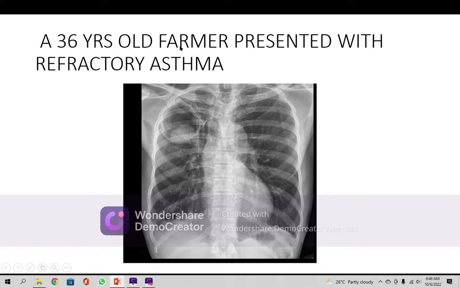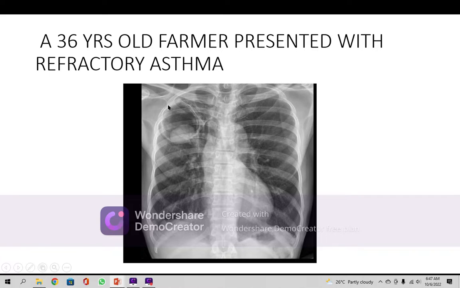A 36-year-old farmer presented with refractory asthma. Refractory asthma means that all therapeutic measures you have taken, but still the asthmatic condition persists. Farmer. Farmer means there may be farmer's lung? No. Farmer's lung means extrinsic allergic alveolitis. The evidence is not there for that. It is something more than that. And this is the lesion which is described here.